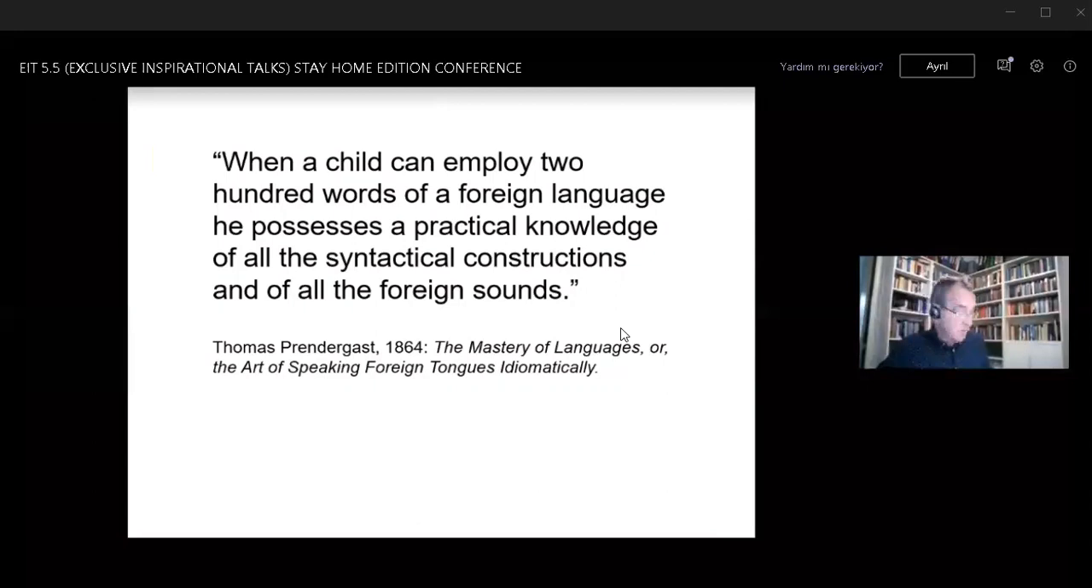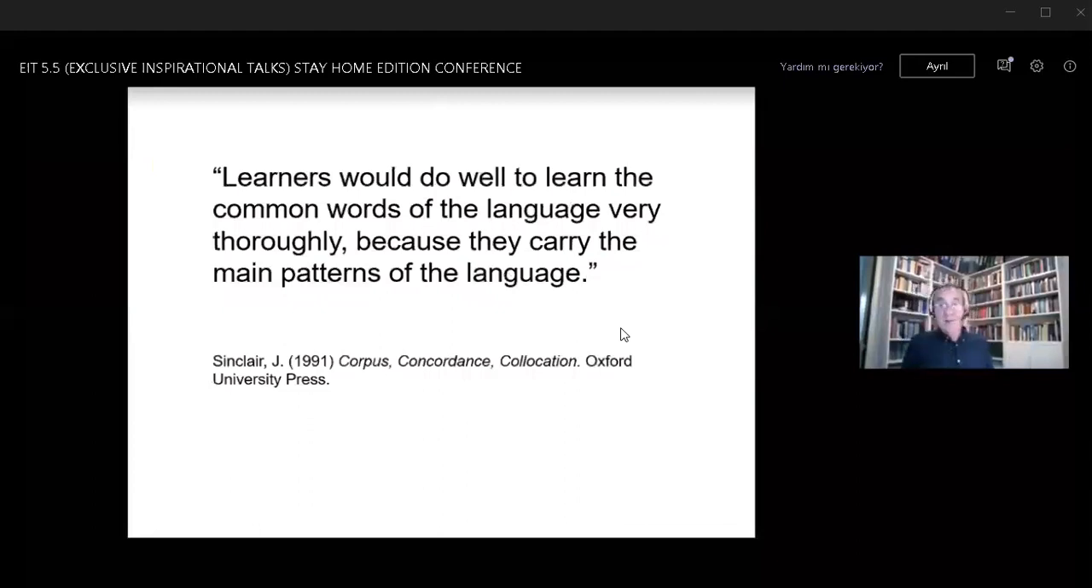Now, this is an idea that's come full circle, as we know. Now we have data which tells us what the most common words are, and we not only know that some of these very common words are very much the heart and soul of the English language. I'm thinking of auxiliary verbs, particularly of prepositions, of articles and things like that. And John Sinclair said in 1991 that learners would do well to learn the common words of the language very thoroughly, because they carry the main patterns of the language. And this is really a recapitulation of the idea behind Prendergast's mastery system.